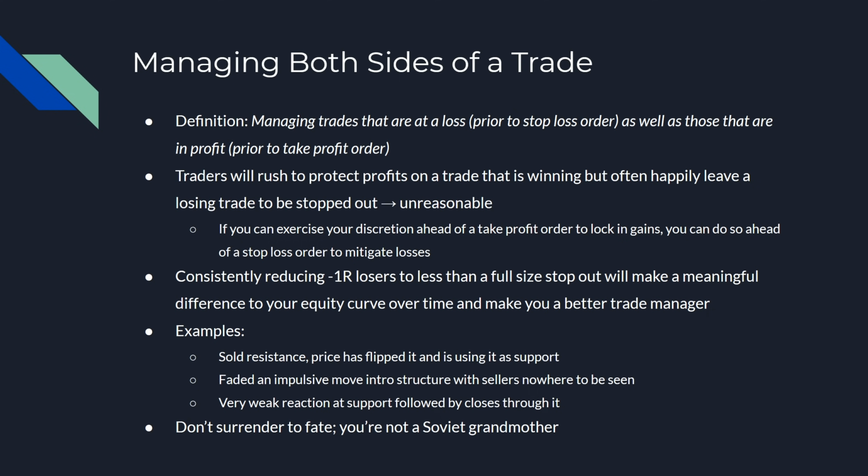So here are some instances where trade management could come into the equation, specifically the losing side of things. Before price hits your stop, you can see 3 examples there. Let's say you sold a level of resistance, price has flipped it and is using it as support. At that point, the probability that your trade is correct has reduced significantly, and you can jump out ahead of your full stop loss, and then you can always get back in if that level is once again reclaimed as resistance, right?